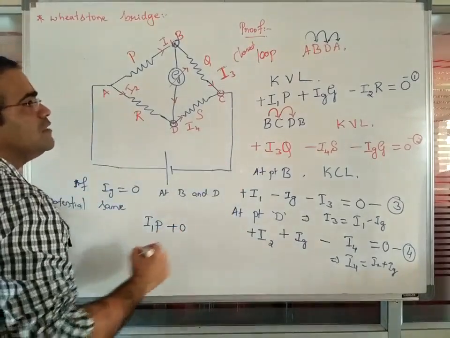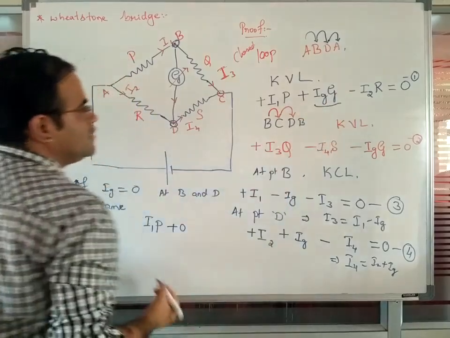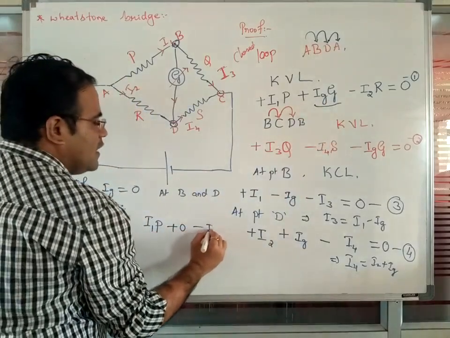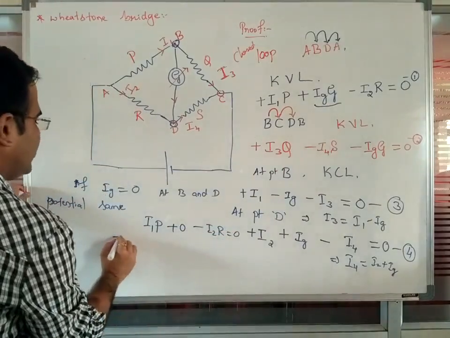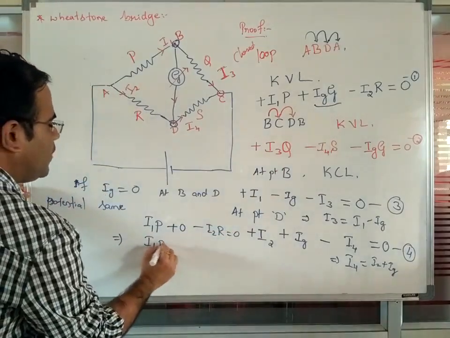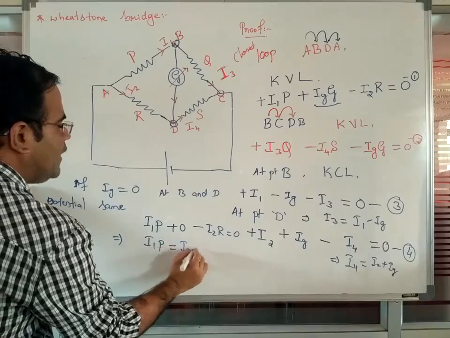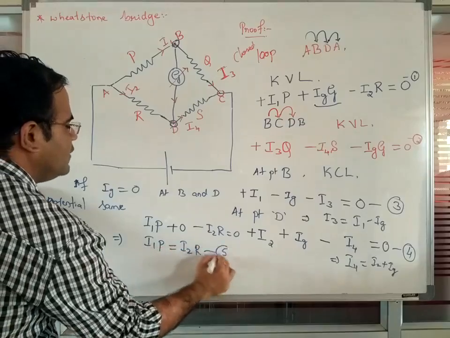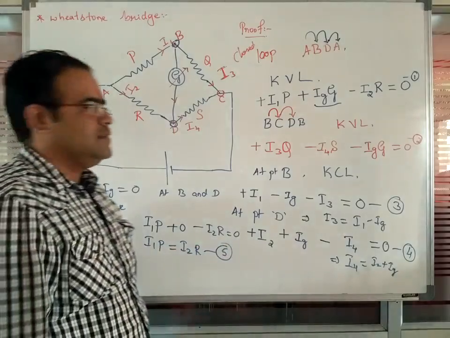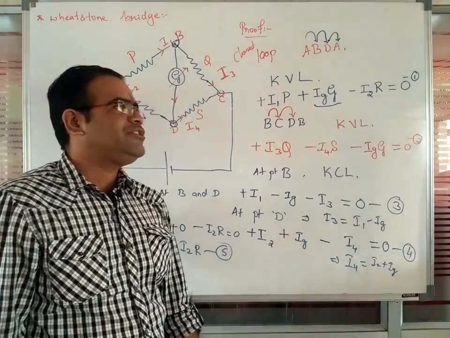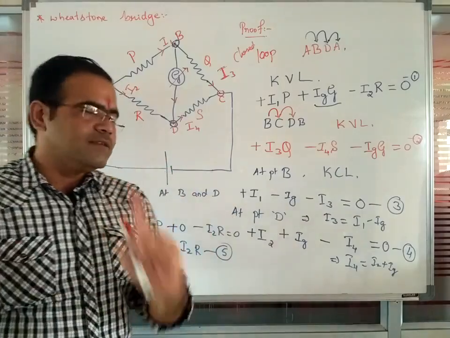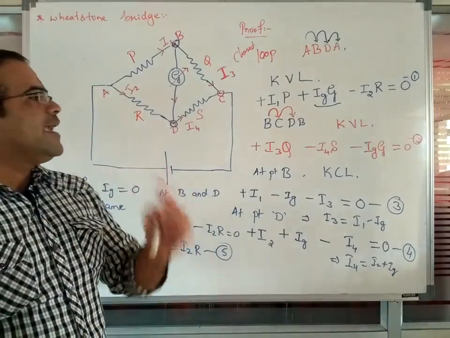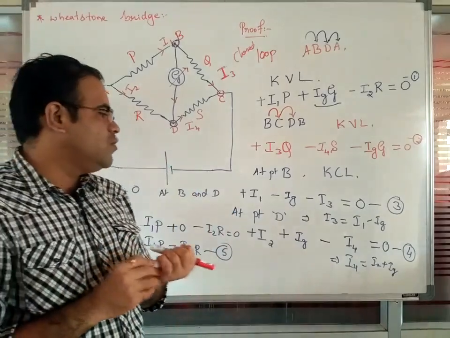Because the Ig value is 0 in the first equation, minus I2 into R equals 0. So this implies I1 into P is equal to I2 into R. Let us write this as equation number 5. So you get the fifth equation by considering the current through the galvanometer as 0.